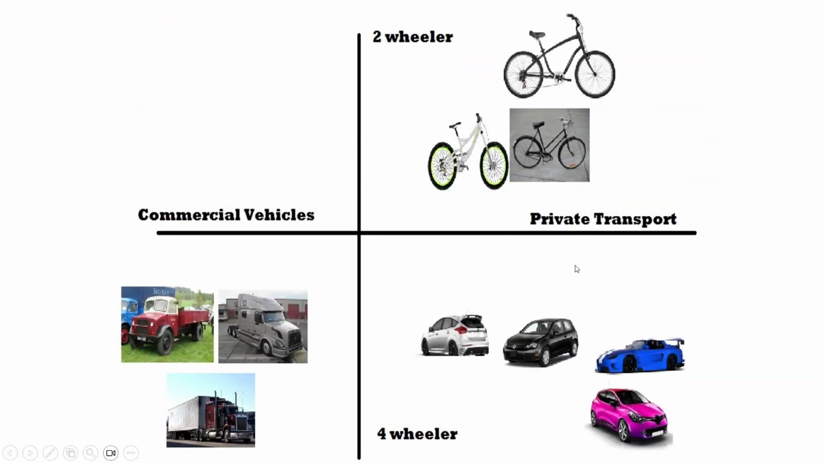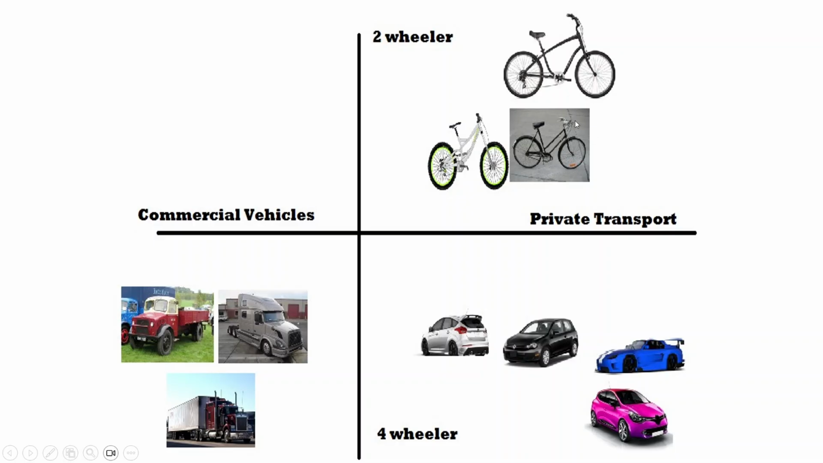Now let's say that the positive x-axis represents the private transport. Negative x-axis represents the commercial vehicles. Positive y-axis is a two-wheeler. Negative y-axis is a four-wheeler. So, all the means of the communications will be segregated into the four quadrants.